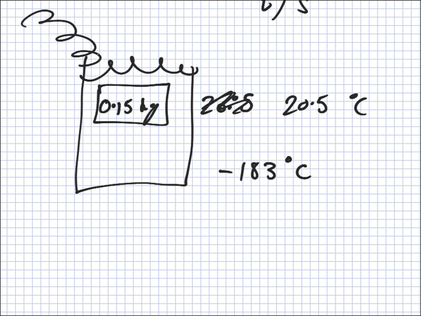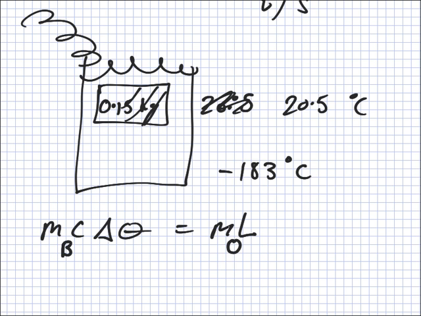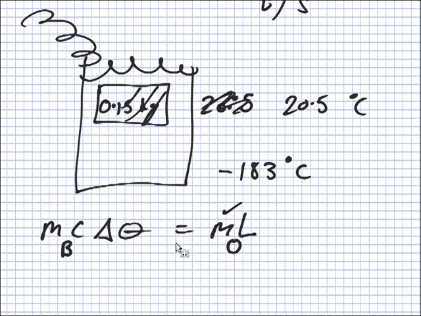How much they want to know? Well, what will happen is your copper block will cool down to this temperature if it's put into the liquid. That means it gains or loses. It loses, yeah. And this has to equal the energy gained by the steam. So basically you've got mc delta theta equals ml, where this is the m of the block, and this is the m of the oxygen. And it's this that we want.